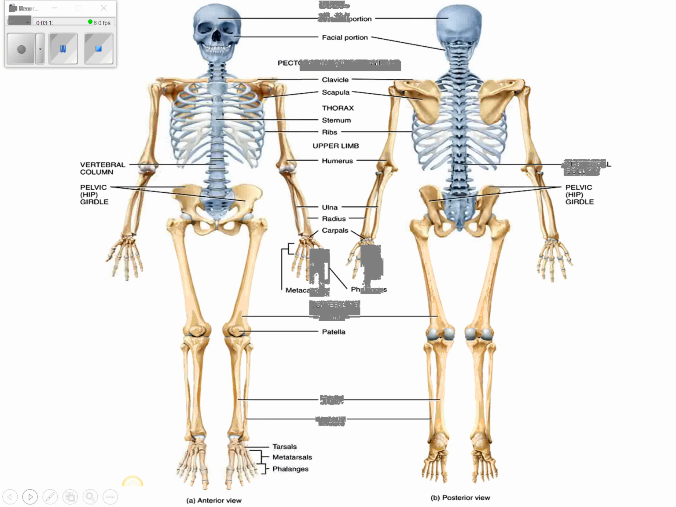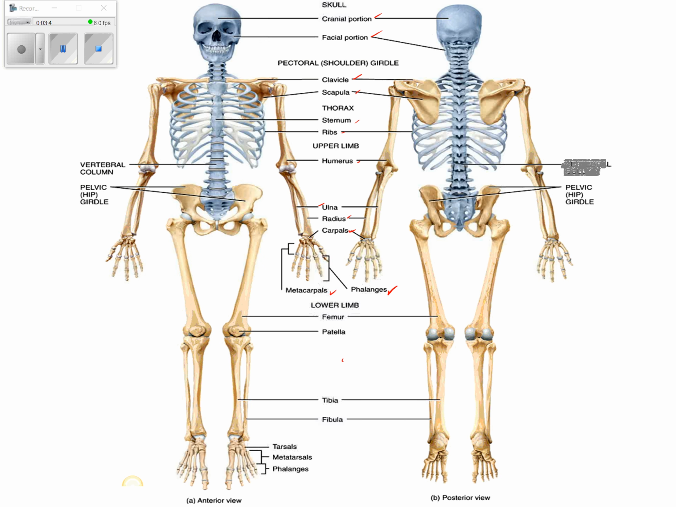For the basic skeleton, you do need to be able to label it. So be able to label the cranium portion, the facial, clavicle, scapula, sternum, ribs, the humerus, which is the upper arm, the forearm or lower arm bones is the ulna and the radius, the wrist bones are the carpals, the palm of the hand will be your metacarpals, fingers or the phalanges, some books will call those digits.